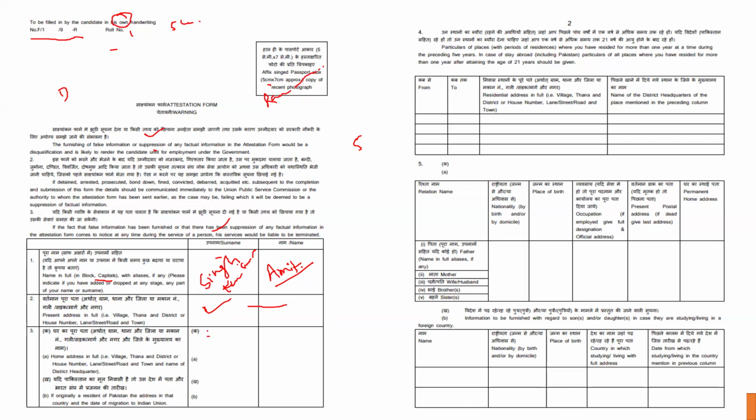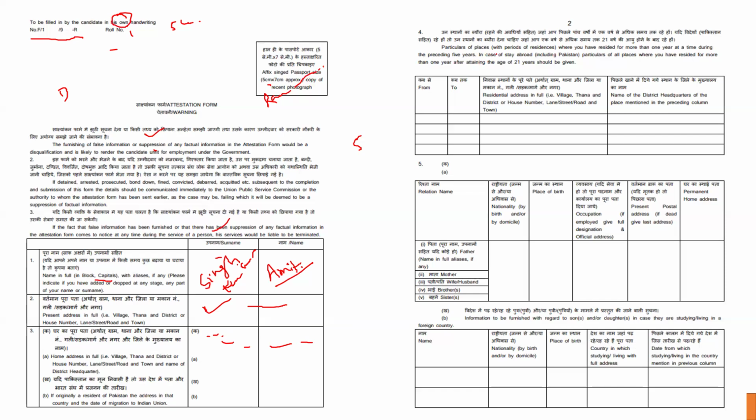Here you have to write the full address, home address and all. Then, if originally a resident of Pakistan, the address. There are obviously, maybe 1% chances of that, but in general, write it here in detail. Then for the last 5 years, in which places you have stayed.